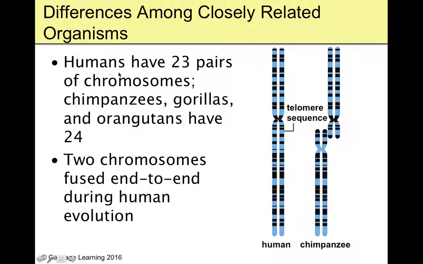Here we have humans, 23 pairs of chromosomes. Chimpanzees, gorillas, orangutans, they have 24 pairs of chromosomes. One of the ideas here is that 2 chromosomes potentially could have fused end to end at some point during the idea of human evolution. And so the argument is that here's one of these human chromosomes, and here's a couple different chimpanzee chromosomes.